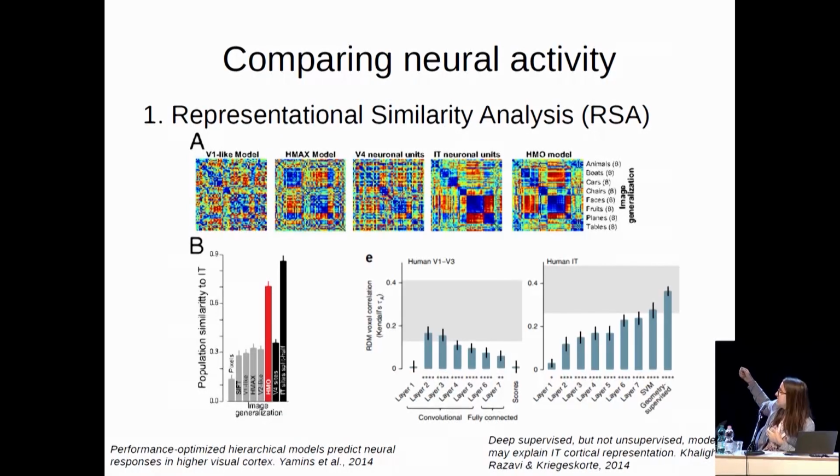And then again, you can see here that the layer that you're looking at in the network matters for what you're comparing to in the brain. So on the left, we're looking at early visual cortex. This is using fMRI data, so it's human V1 to V3, and the earlier layers in the network are a better match to that data. Whereas if we're using human IT, you want to use later layers in the network. So there's just correspondence between areas in the visual pathway and layers in the network.